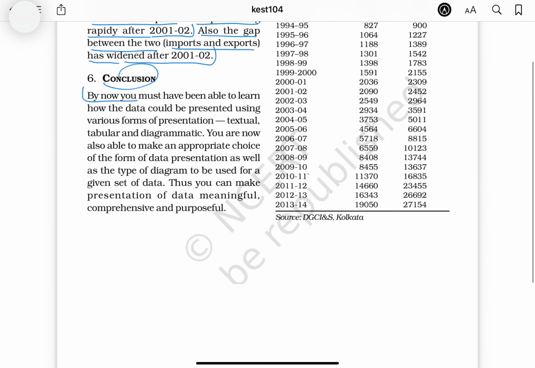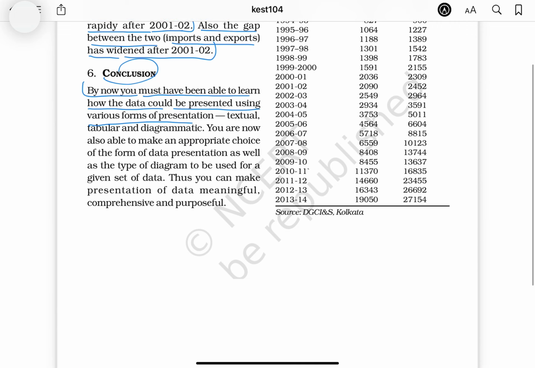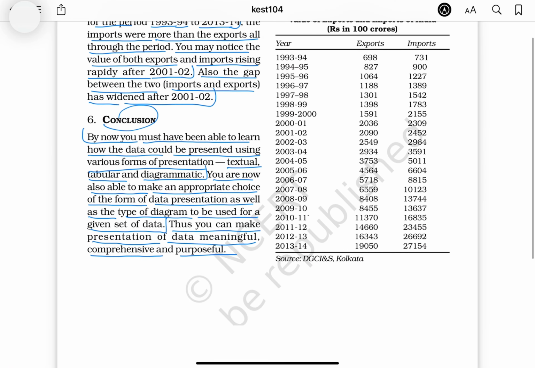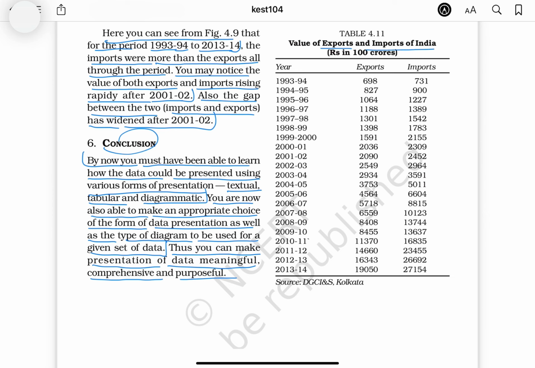Conclusion: by now, you must have been able to learn how the data could be presented using various forms of presentation: textual, tabular, diagrammatic. You are now also able to make an appropriate choice of the form of data presentation as well as the type of diagram to be used for a given set of data. Thus, you can make presentation of data meaningful, comprehensive, and purposeful. Value of exports and imports of India, rupees in 100 crores.